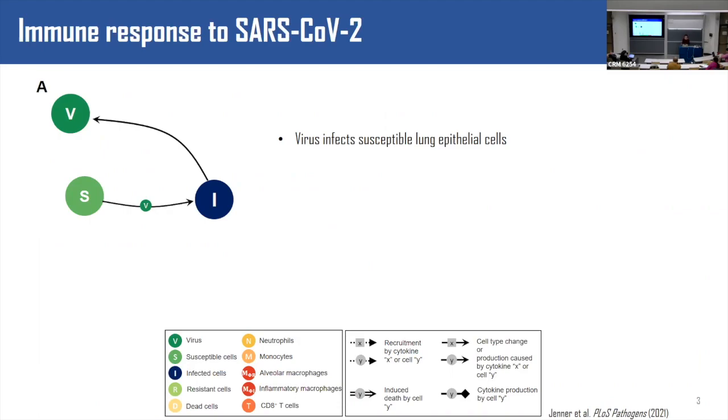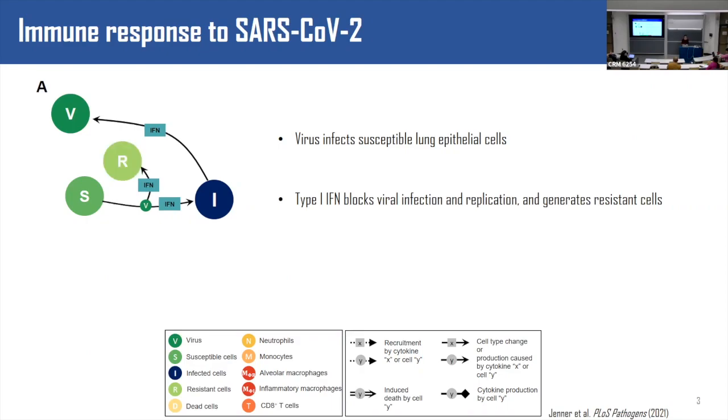During infection, infected cells release type 1 interferon. This type 1 interferon can block viral replication inside the infected cells. So it actually inhibits the production of newly infected cells and induces the production of resistant cells.